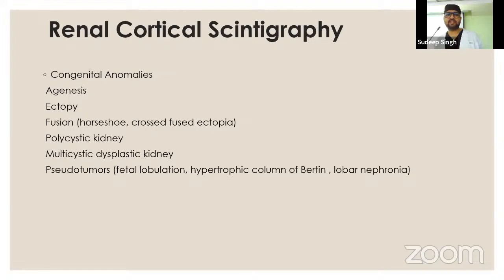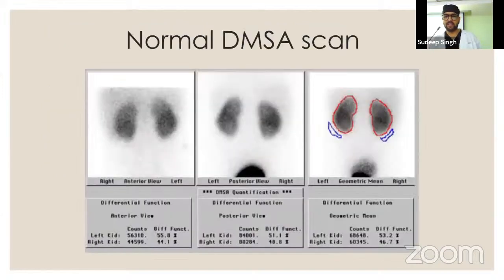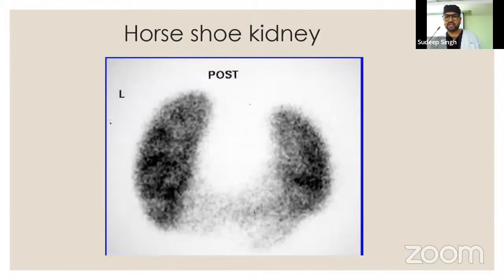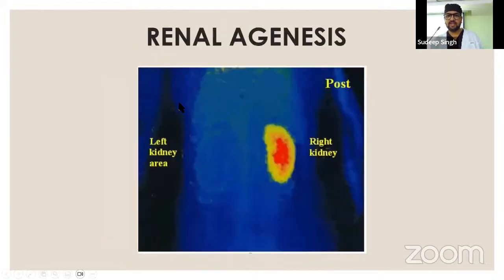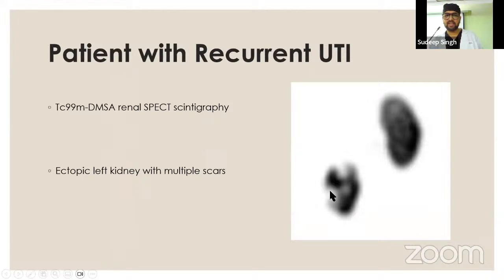Then renal cortical scintigraphy, we can look for congenital anomalies: agenesis, ectopy, fusion, polycystic disease, multicystic disease, and pseudotumors. This is a normal DMSA scan showing good cortex of both kidneys. This is a horseshoe kidney. Then renal agenesis. Then a patient with recurrent UTI, the ectopic left kidney with multiple photopenic areas, multiple scars.